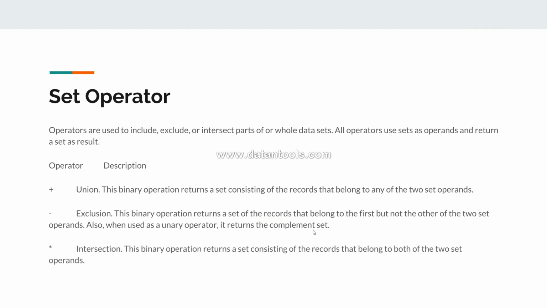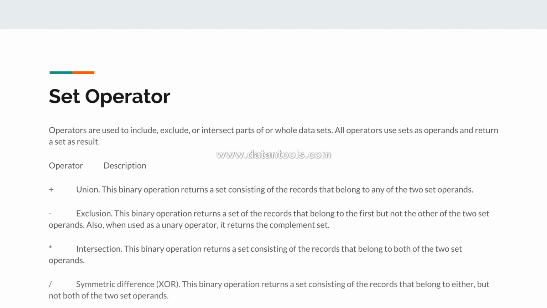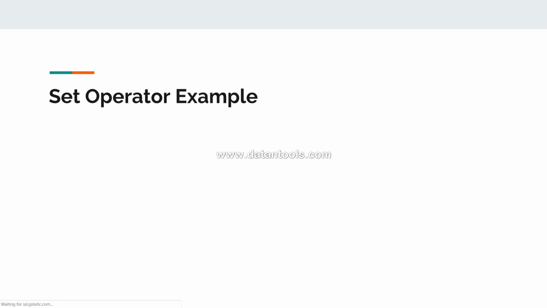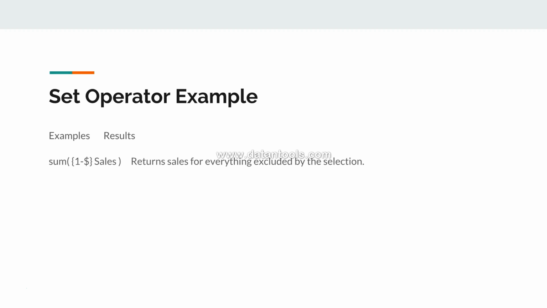Then you have the intersection, and as the name suggests, it returns the common records. And finally, symmetric difference. In a nutshell, it returns everything but the common records. So let's see the examples. The first example is 1 minus dollar and then sum of sales. It returns the sales for everything excluded by the selection.